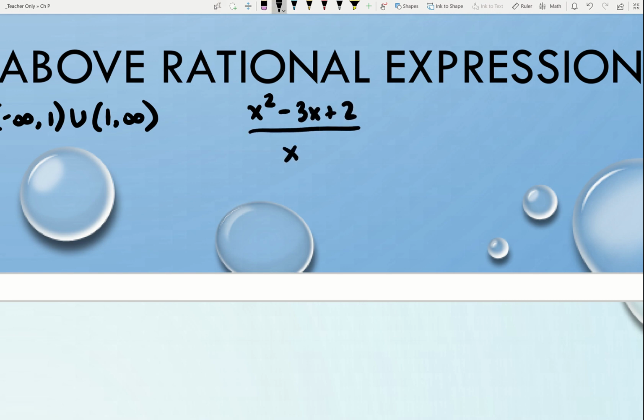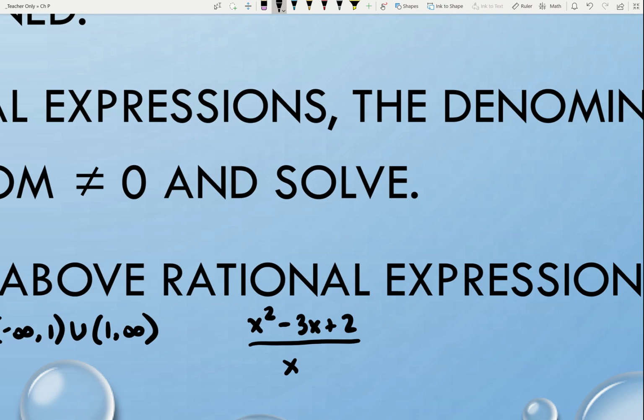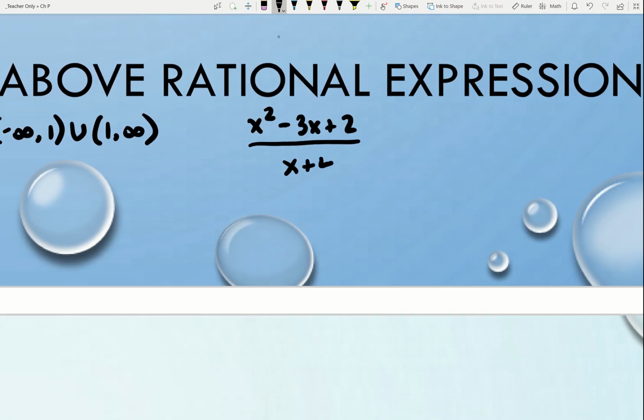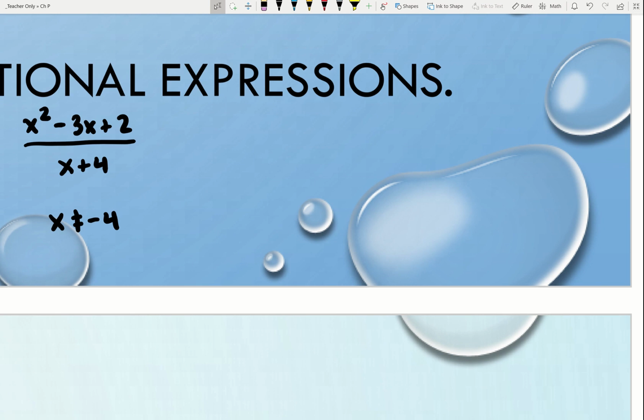Because here, I believe it said, I keep having to come up here to look at it, x plus 4. There we go. I'm so forgetful. Okay, x plus 4. We know by mentally setting that equal to 0 and solving that x is not allowed to be equal to negative 4, because if it was, it would make the denominator equal to 0.